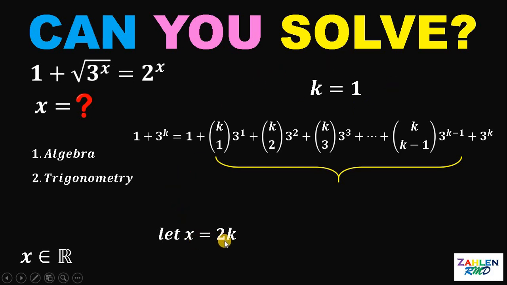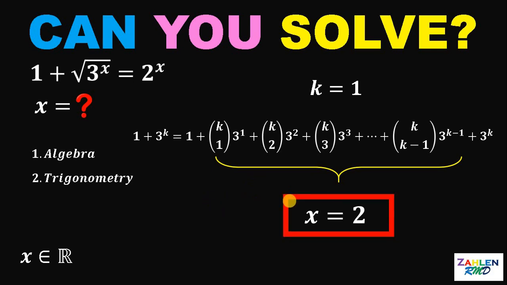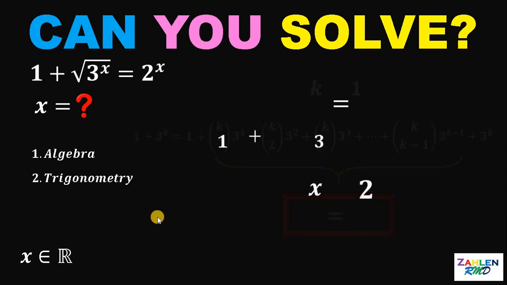And since x equals 2 times k, therefore x must be equal to 2 times 1. And 2 times 1 is just 2. Therefore, using algebra, we get that the value of x must be equal to 2. Now, let's move on to our second solution using trigonometry.